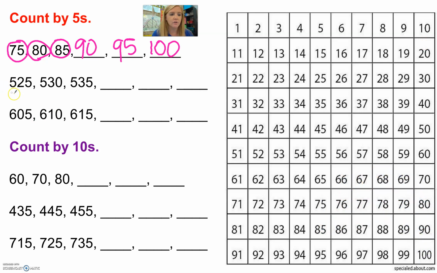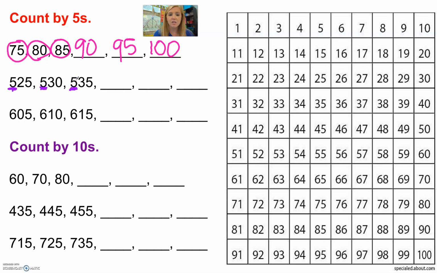Okay, we've got 525, 530, and 535. Remember, I always want you to begin with your hundreds place. I'm going to underline the digit in the hundreds place. It's a 5. Okay, I'm going to go look at the next number. That digit in the hundreds place is also a 5. And the digit in this number in the hundreds place is also a 5.